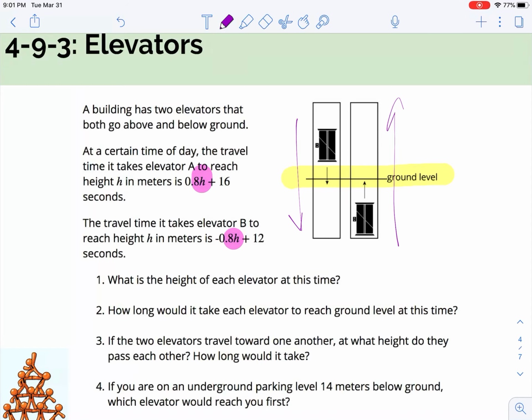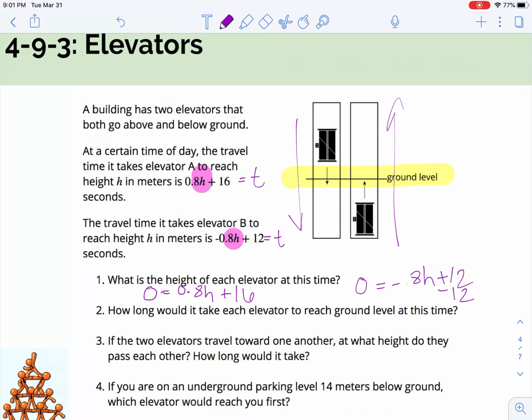So this whole thing equals time. They didn't write it, but it equals time. I don't know why they're trying to confuse you. Anyways, so if t is 0 and you're trying to solve for h, you are going to go 0 equals 0.8h plus 16. And then over here you've got 0 equals negative 0.8h plus 12. So I'm going to go through and solve.